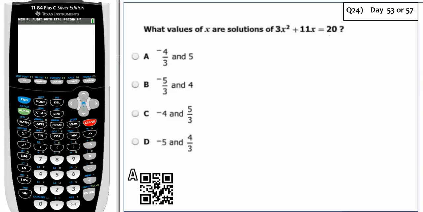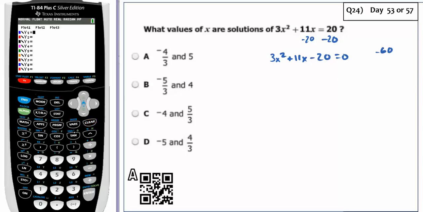It's not in the form ax squared plus bx plus c equals 0, so I'm going to get it in that form by subtracting 20 from both sides. The 3x squared plus 11x minus 20 equals 0. 3 times negative 20 is a negative 60. And now I'm going to look for my factors of negative 60 that add up to positive 11 but multiply to give me negative 60.